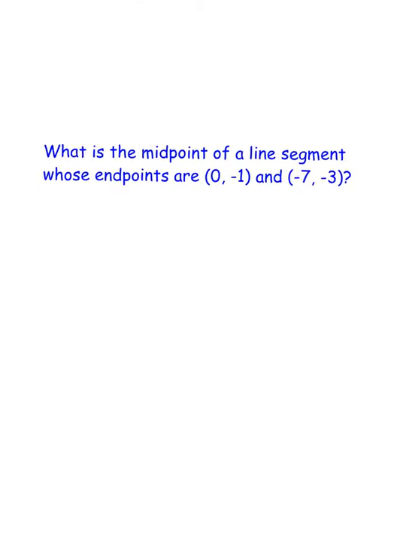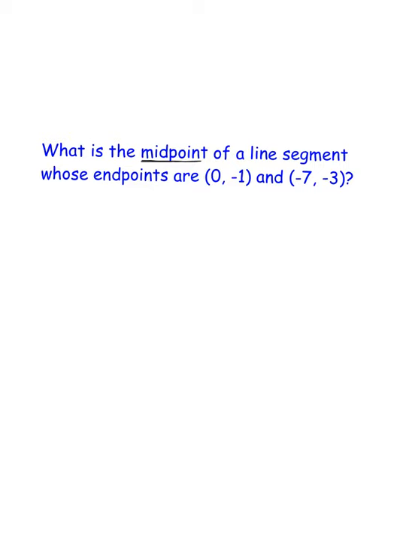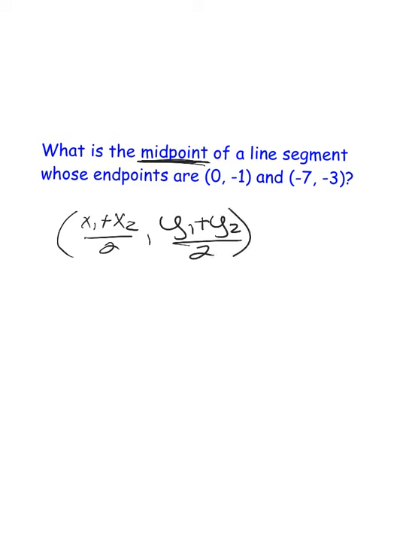Let's try another example. What is the midpoint of a line segment whose endpoints are (0, -1) and (-7, -3)? Again, it says midpoint, so vocabulary is important. Remember, midpoint is in the middle. It's like the average. So x1 plus x2 over 2, y1 plus y2 over 2. We're going to label our points. This is point 1, so that's x1, y1. This is point 2, so x2, y2. Plug them in. x1 is 0, x2 is -7. y1 is -1, y2 is -3.